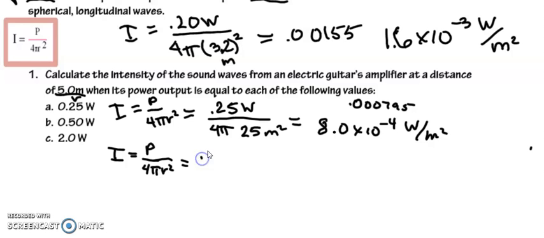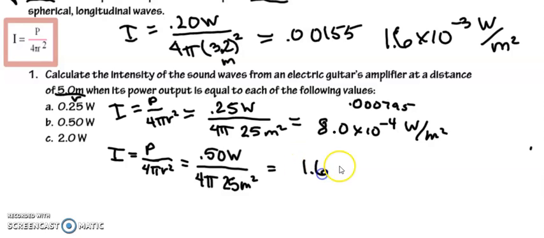So we're going to do 0.50 watts for this problem, and we've got to do 4 pi again, and that is going to be times the 5 squared again. I'm going to go ahead and square it now, and meters squared, and there we go. So calculate that. You do find that it doubles. So you got 1.6 now, but we've moved the decimal over also, so it's times 10 to the negative third power.